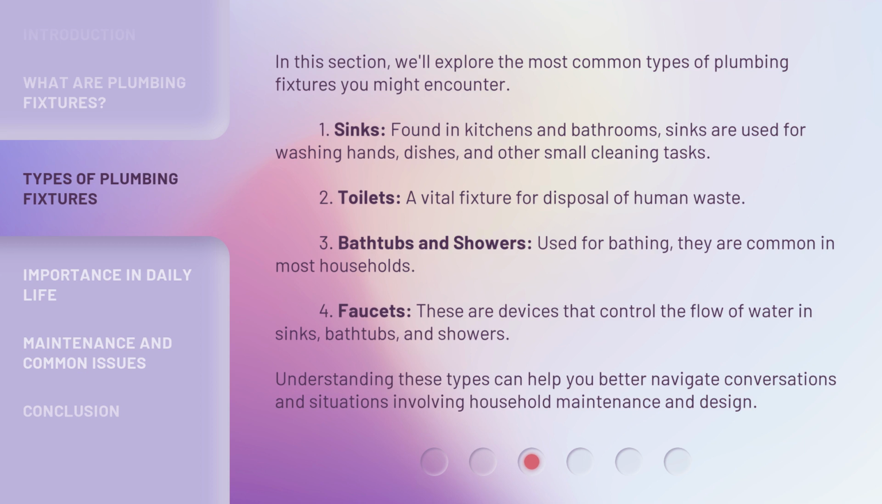3. Bathtubs and showers. Used for bathing. They are common in most households. 4. Faucets. These are devices that control the flow of water in sinks, bathtubs, and showers. Understanding these types can help you better navigate conversations and situations involving household maintenance and design.